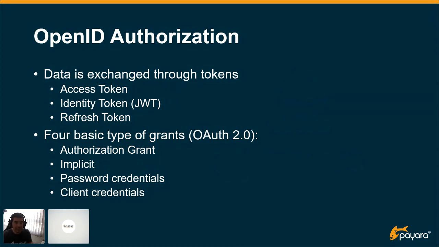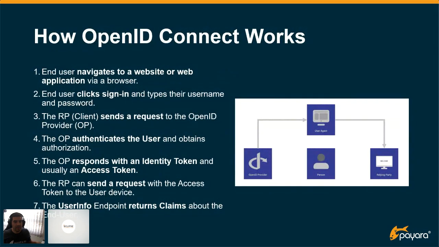Along with these three tokens, there are basic types of grants, and all of these are based on OAuth2, which is a superset of the protocol. These are the authorization grant, implicit, password credentials, and client credentials. For the purposes of this demonstration and this talk, we'll only be focusing on the authorization grant, which is the default workflow of how OpenID Connect works. And the basic process is a 7-step process.